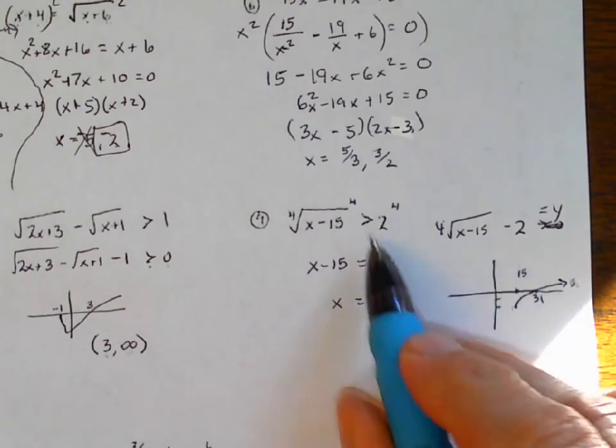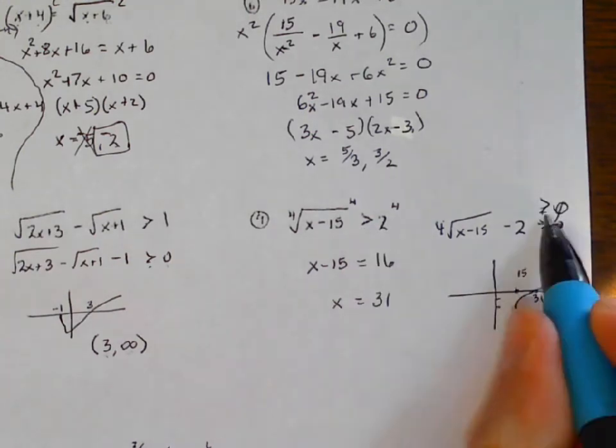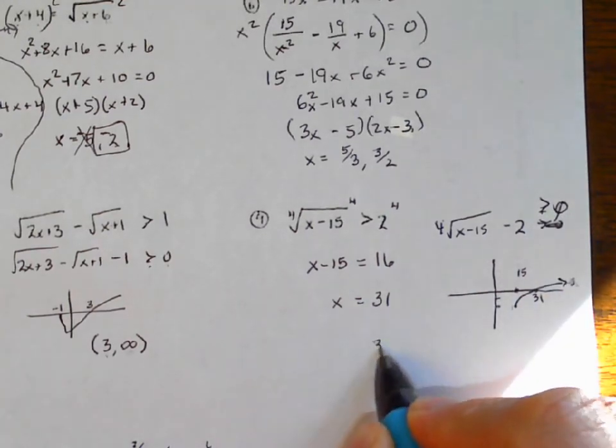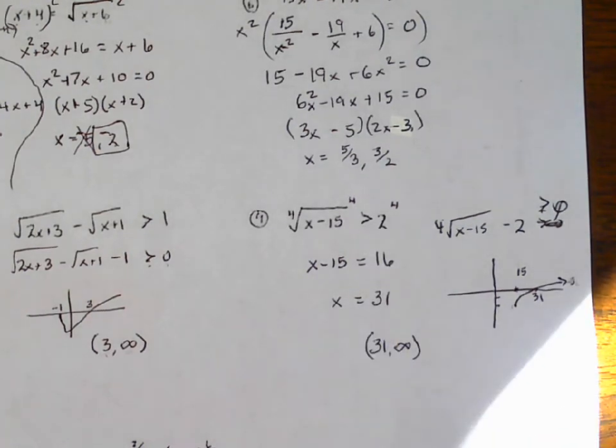So where is this going to be greater? If I say greater than 0, so it's greater than 0 from 31 on, right? So it's greater than 0 from 31 through infinity, not or equal to, so we just use parentheses.